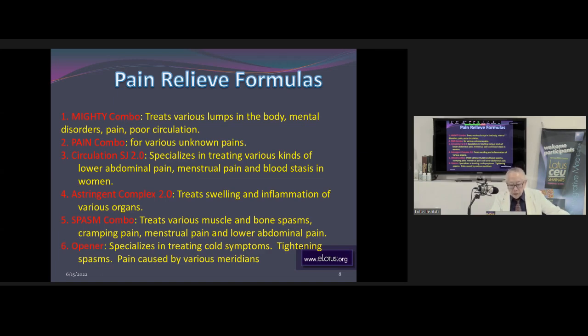The number six is the opener, specialized in treating cold symptoms. Yes, cold symptoms, I like to call it constriction. The pulse will be very thin and tight. Tightening, spasm, pain caused by various meridians. And the opener will open up a traffic jam in the meridian.